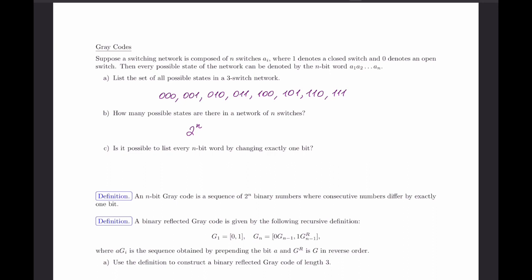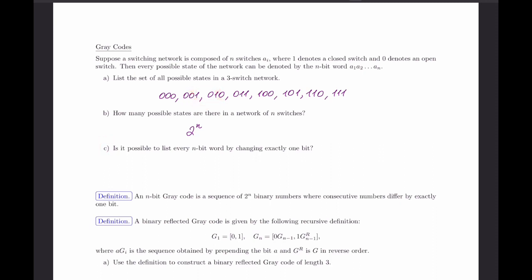Well, it seems like we already know quite a bit about these networks, but here's a fun question to ponder. This listing was in the way that we count in binary numbers. Is it possible to list every n-bit word, so in this case 3-bit word, by changing exactly 1 bit at a time? So here, this ordering actually fails to have this condition, because look, when I went from this state to this state, I switched the 3rd bit from 1 to 0, and I switched the 2nd bit from 0 to 1. So this ordering does not satisfy this condition.